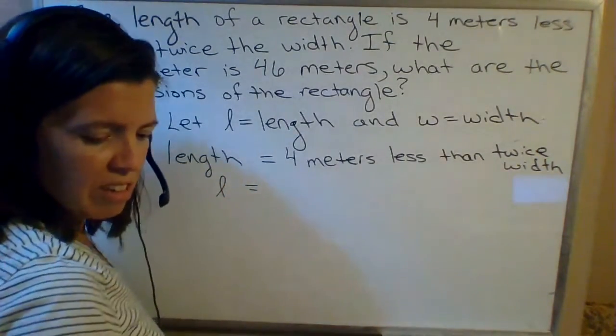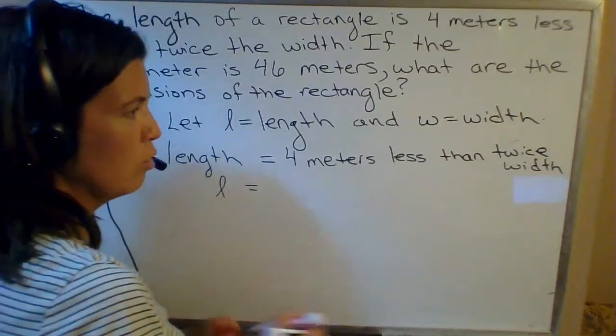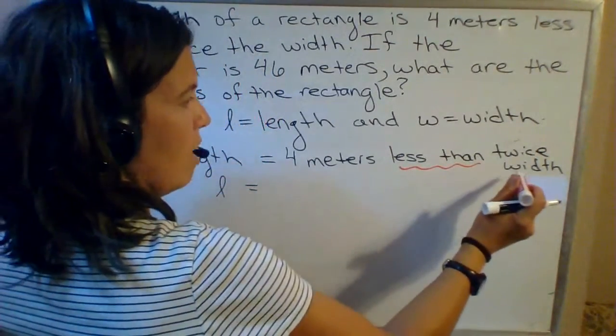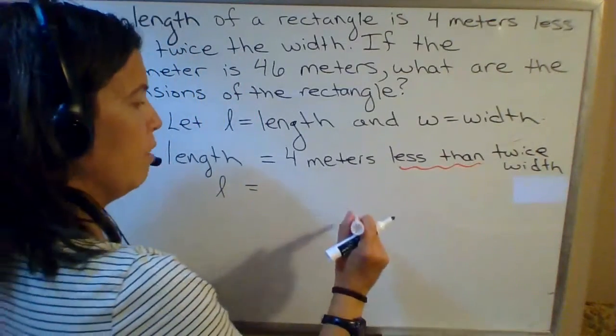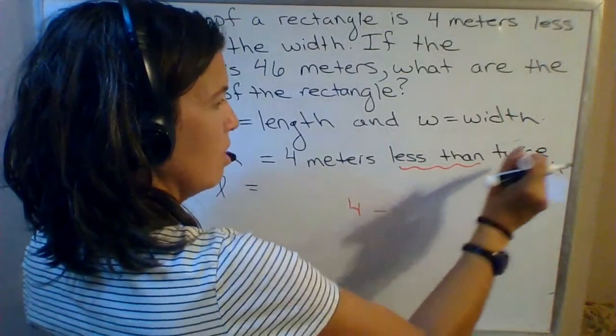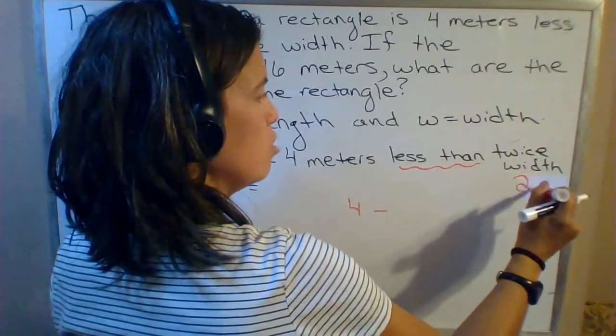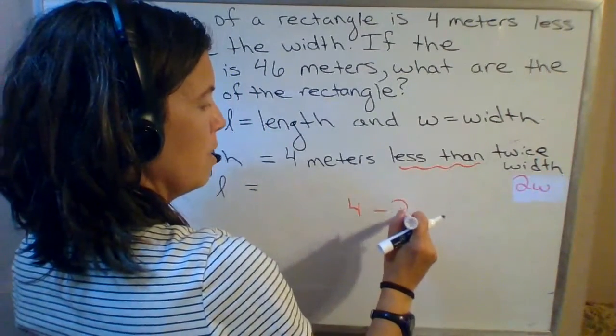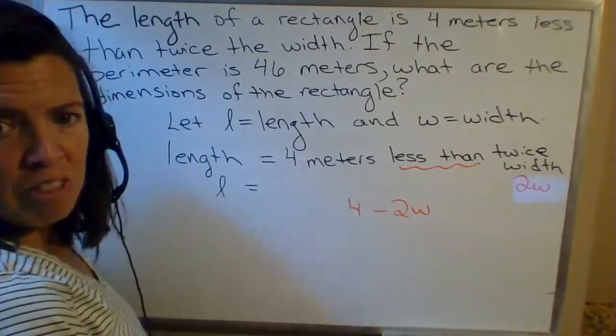Now the phrase less than can be a little tricky. So 4 meters less than twice the width. The common error is to write 4 and then less than, so I'm going to subtract twice the width, so that'll be 2 times W. Twice the width, so that's double the width. But this wouldn't be correct.